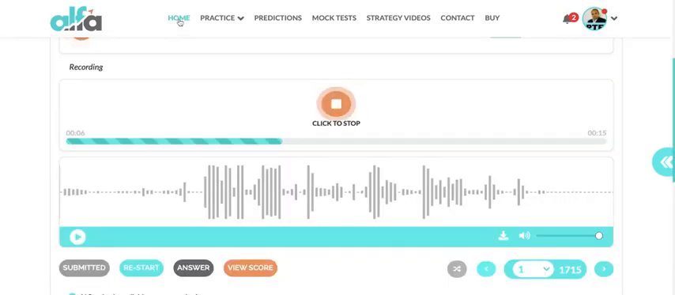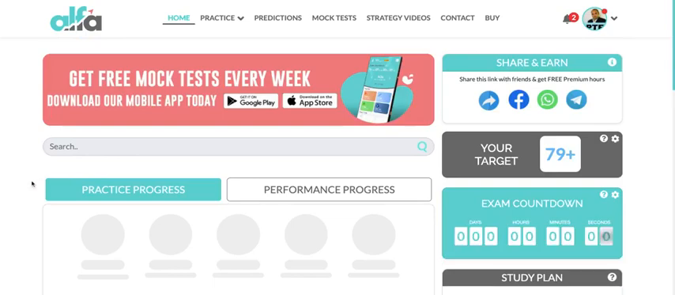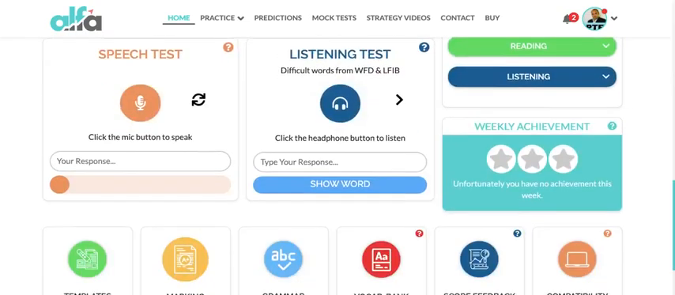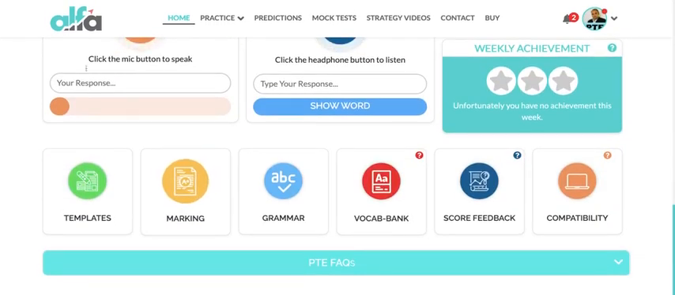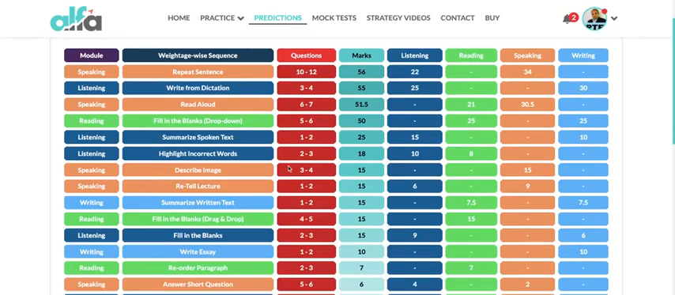And if you want to understand how the listening section is scored, where the overall score comes from, there is a menu called Marking in the Alpha PTE system. If you have a look at that, you should be able to see it very nicely. Listening, where do we get our marks from?